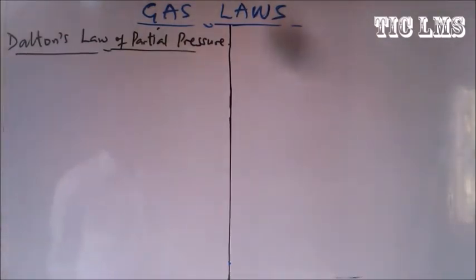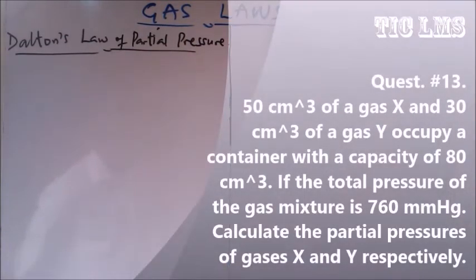Next question says that 50 cm cubed of a gas X and 30 cm cubed of a gas Y occupy a container with a capacity of 80 cm cubed. If the total pressure of the gas mixture is 760 millimeter mercury, calculate the partial pressure of gas X and Y respectively.